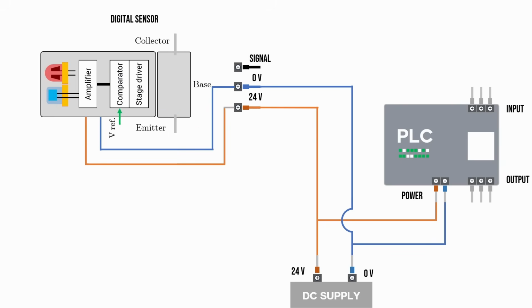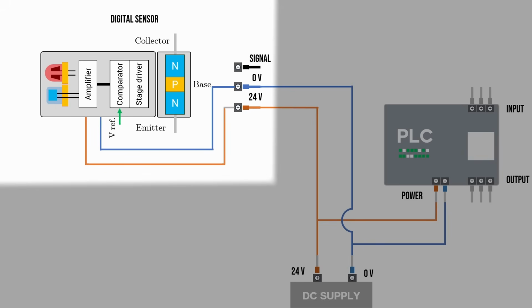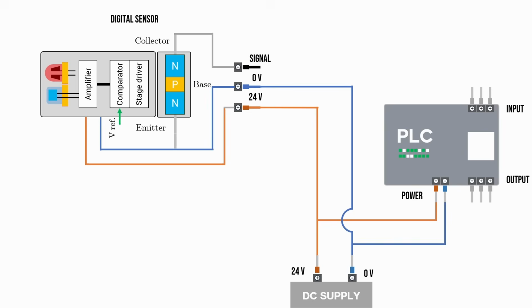Now let's take the NPN type sensor, which has an NPN output transistor. So it works almost the same as the PNP sensor, but the current flows in the opposite direction. In an NPN transistor, the emitter is connected to 0 volt, the ground side of the power supply, and the collector is connected to the output wire, the black wire, which goes into the PLC input.